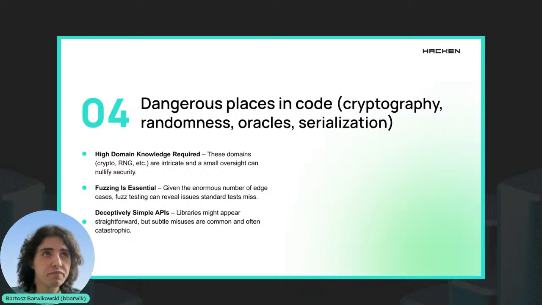Okay, next part. Dangerous places in the code. So, for example, cryptography, randomness, oracles, serialization, everything related to transaction processing. Those are the places I always check, because those are places where you really need to have the expert knowledge to use them correctly, because it's very easy to make a mistake. Like in cryptography, if you are using incorrect randomness, or if you are incorrectly calling functions, then it's going to be quickly critical issues. Or you can introduce a critical issue often with a single wrong line of the code.